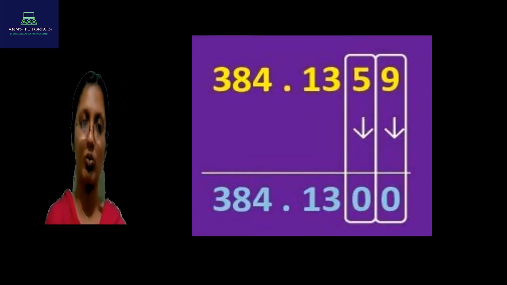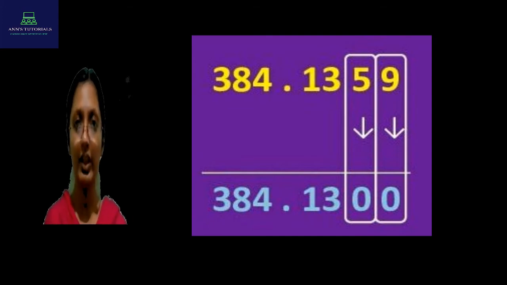Now what about the smaller number places? We will replace them by 0. This way, 384.1300 will be the number rounded to the 100th.